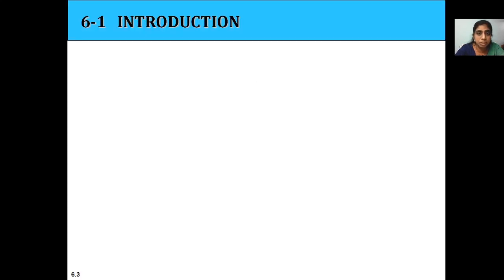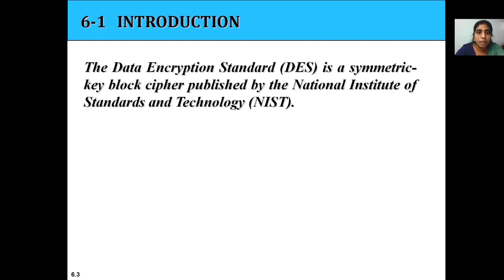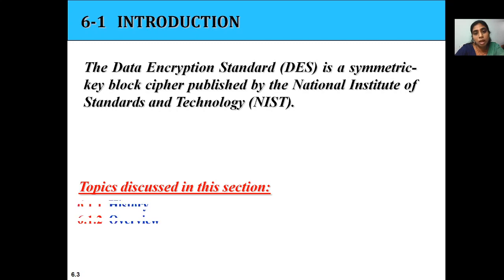Coming to the introduction of the DES, the Data Encryption Standard is a symmetric key algorithm which was published by the National Institute of Standards and Technology. This was one of the best algorithms for a long period of time. It was developed in the 1970s, and we are going to discuss how it works.